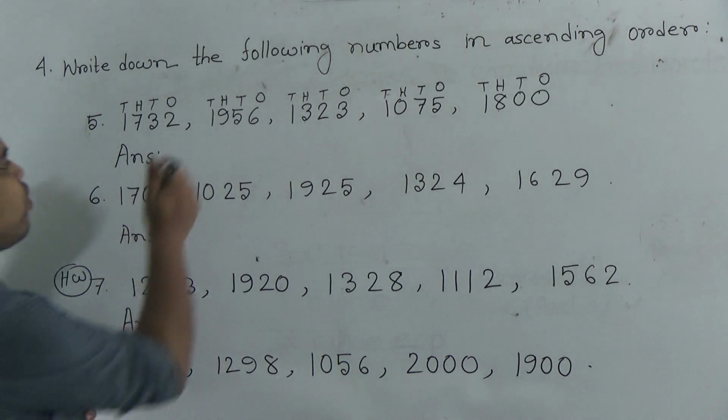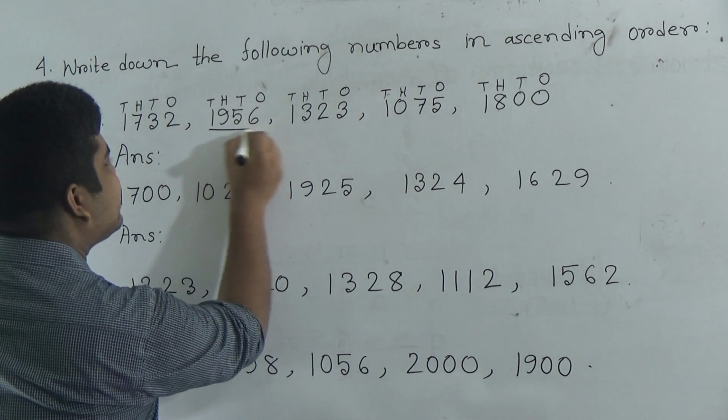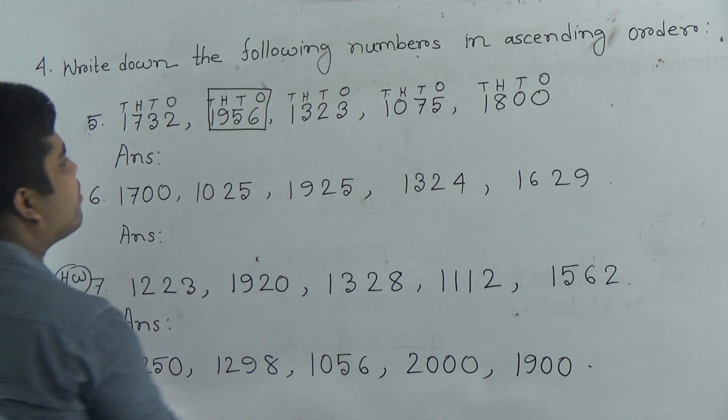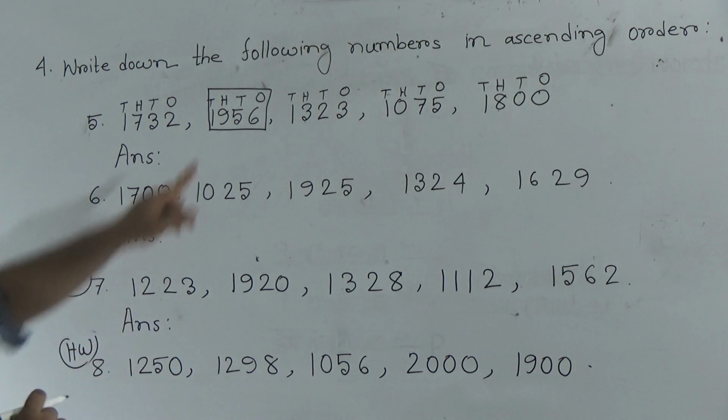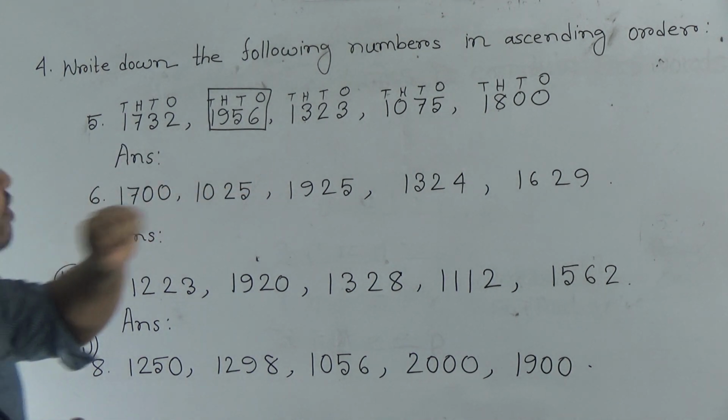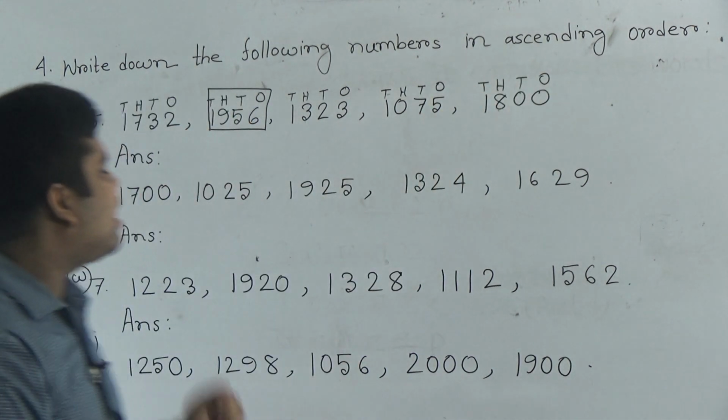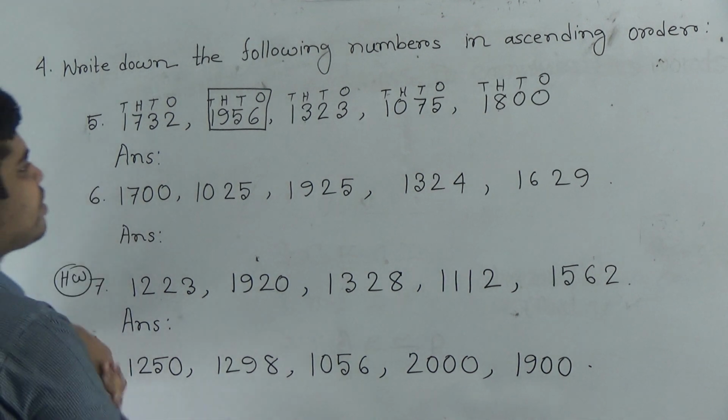That means 1956 is the greatest number among these numbers. So we don't write this now, because we need to write the ascending order. We find the smallest number. So which one is the smallest?